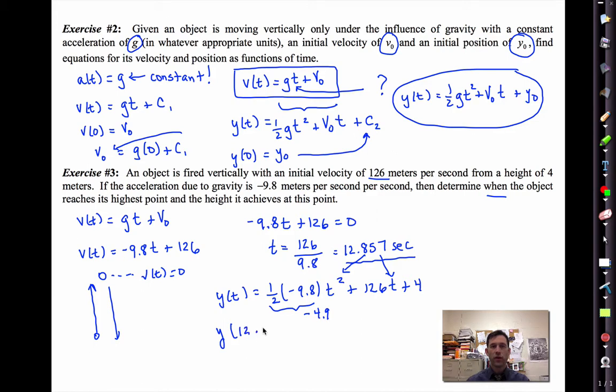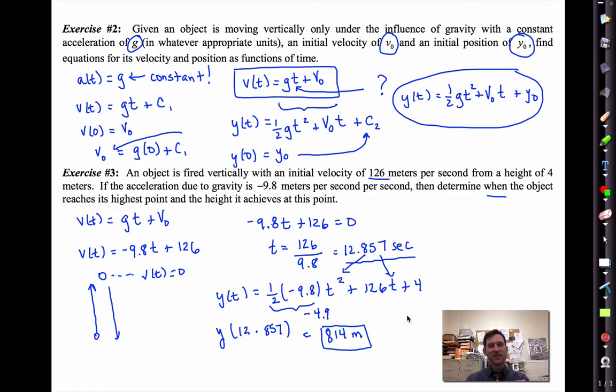So I'll find y of 12.857. And that ends up being 814 meters, accurate to the nearest meter. We don't need it any more accurate than that. It would be a little silly.